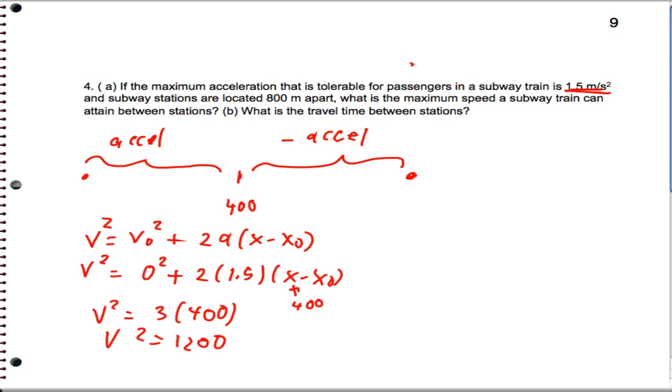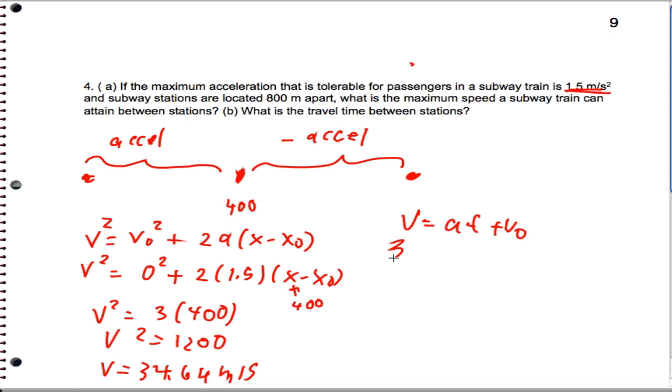So let's get that v. And that ends up being 34.64 meters per second. Now we can use that to get the time to travel between stations. So let's get half the time. Half the time is going to be v equals at plus v naught, and then we're going to double that. So we're going to get the time from here to here, and then it'll take double that time to go from here to here. So time from here to here equals the time from here to here.